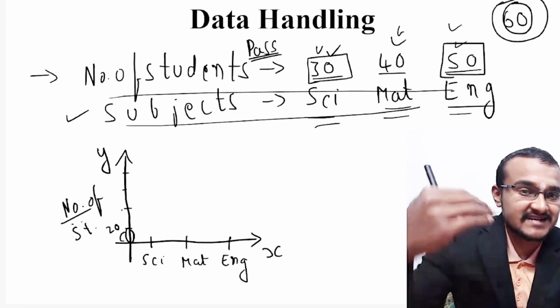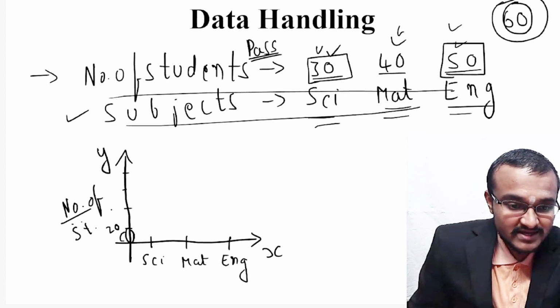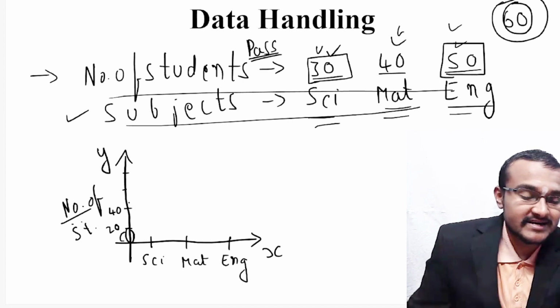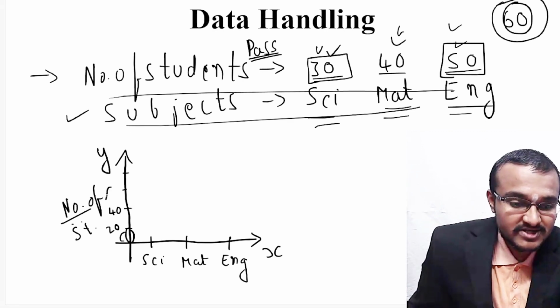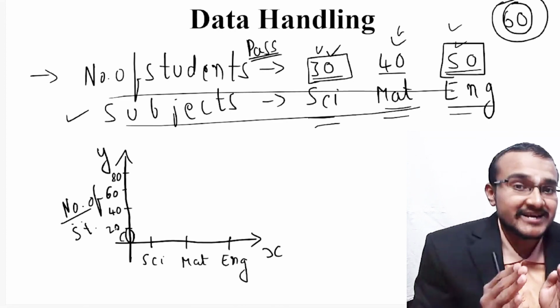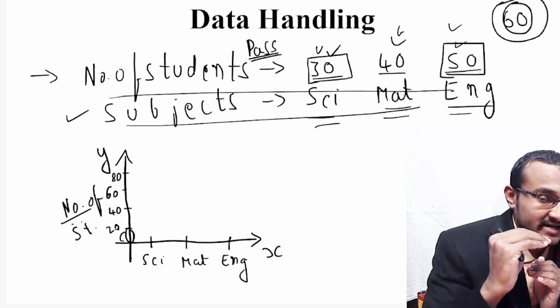So the first unit and second unit, so total it will be 40 units. So in this second position, in this second unit, you are writing 40. So third unit will be 60. Next, fourth unit will be 80, because here one unit is actually 20 students. So one unit on the y-axis is 20 students.